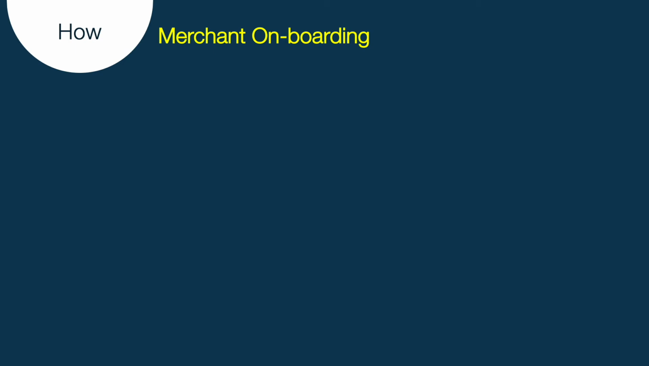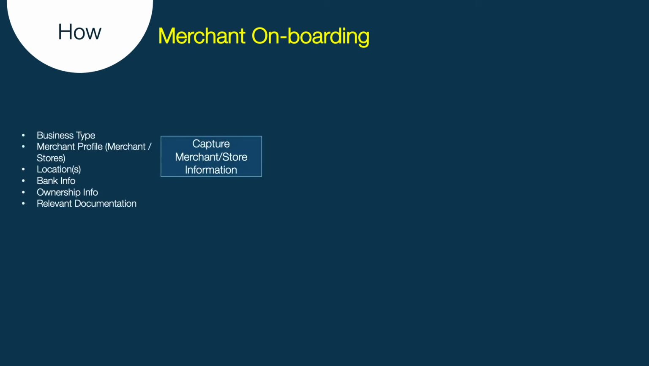Now let's look at the merchant onboarding process. The first step in the merchant onboarding process is capture of merchant and store information. What are the details that are captured? The first one is the business type. Business type means the product or the services that are being offered, like the supermarket or furniture store, etc.